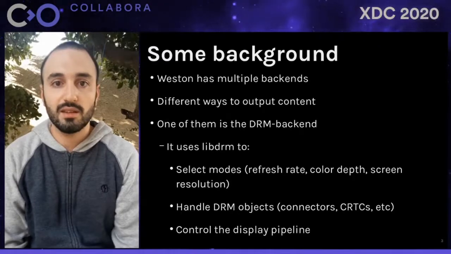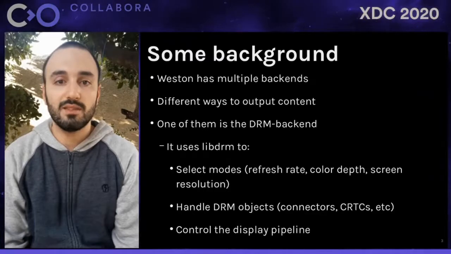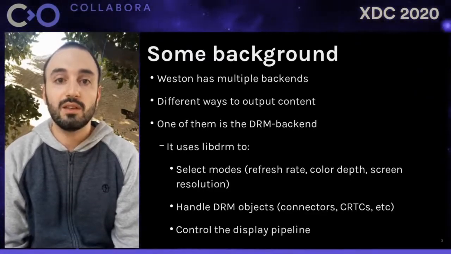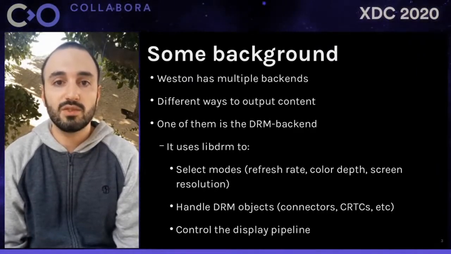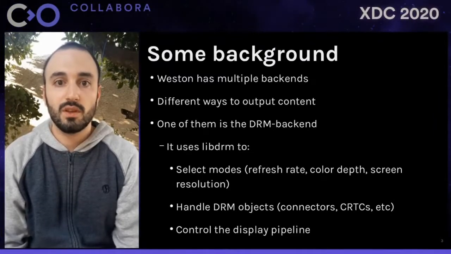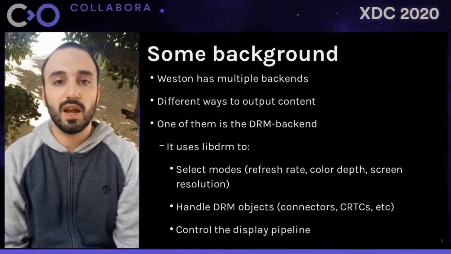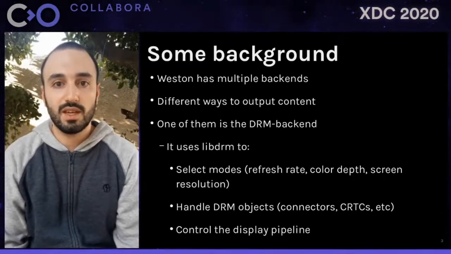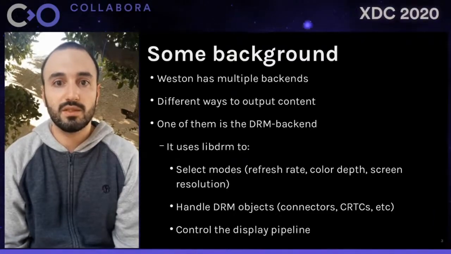Weston's DRM backend can be used to make Weston run as a KMS user, so it will control the display pipeline and it will be able to use the KMS API to perform page flips and display its content on the screen. In order to make this happen, Weston needs to manage the DRM objects that can also be retrieved using the KMS API, and this is what we are interested in this talk.